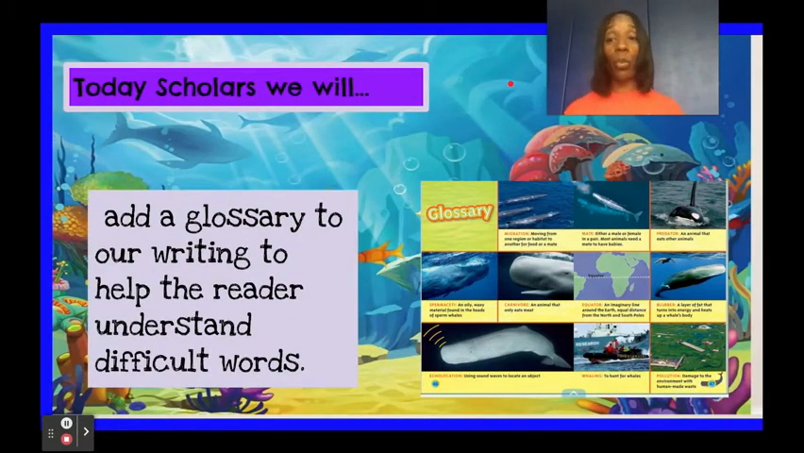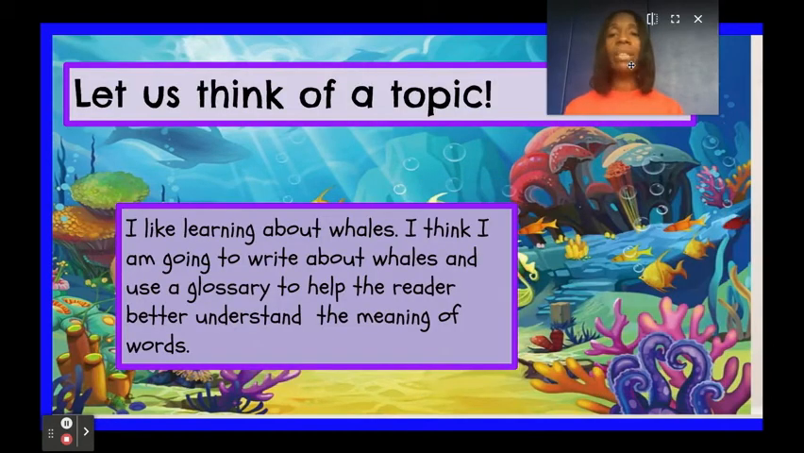So today, scholars, we will add a glossary to our writing to help the reader understand difficult words. So let's think about a topic. I like learning about whales. I think I'm going to write about whales and use a glossary to help the reader better understand the meaning of the words. So we've already read a book that has a glossary. We've learned that the writer puts a glossary in there to help us with difficult words. And in this particular book, the author gave us a picture so we can have a what? A visual.